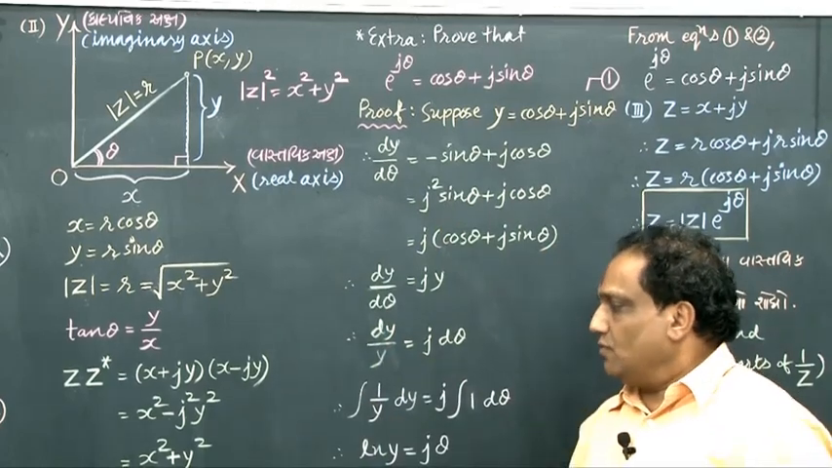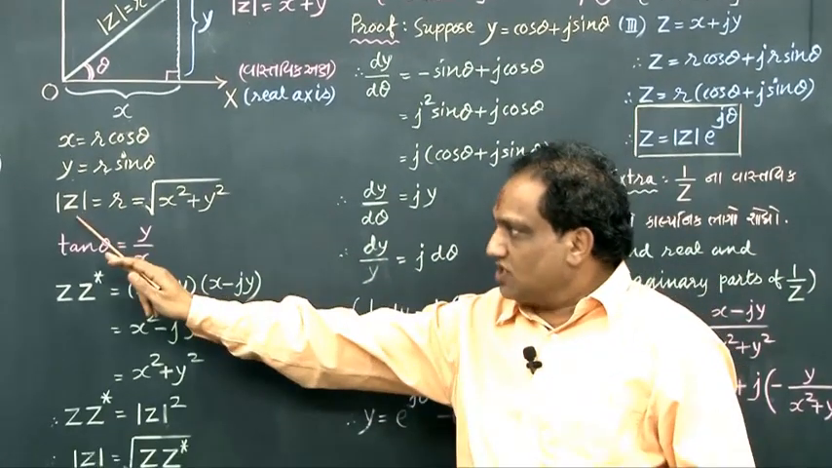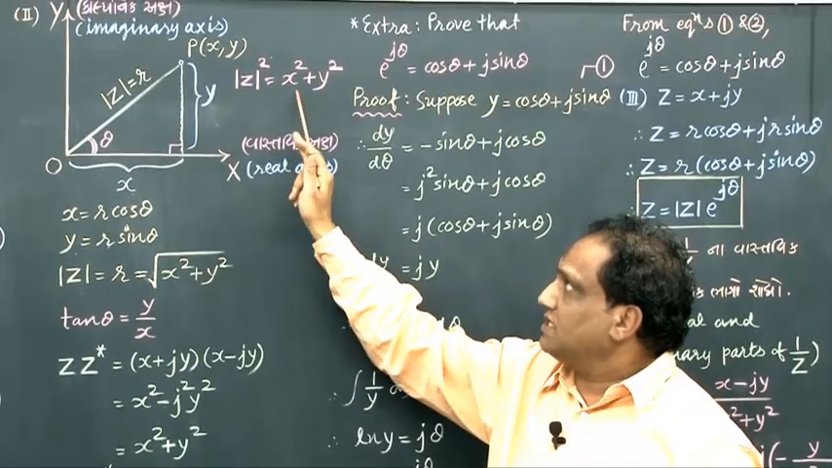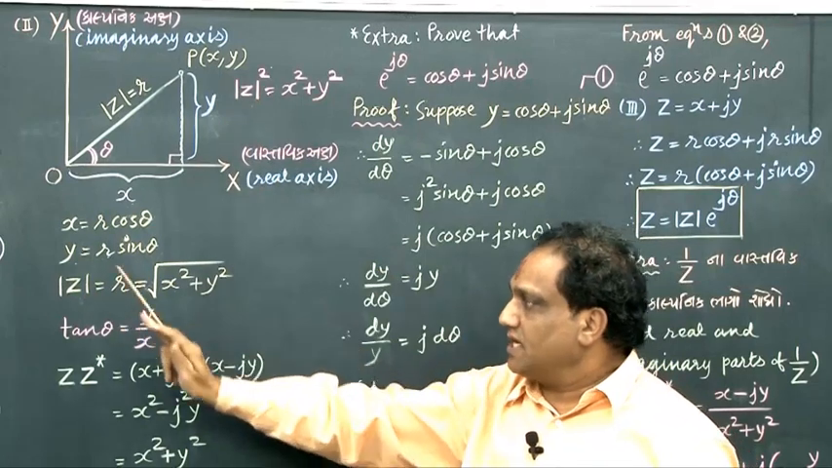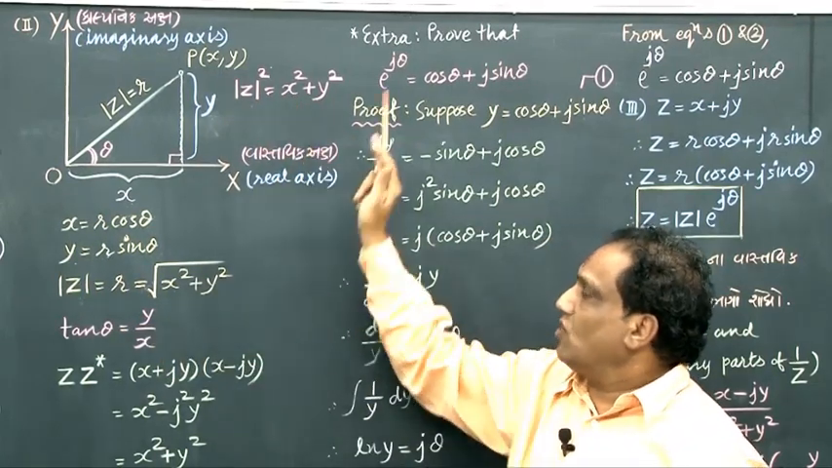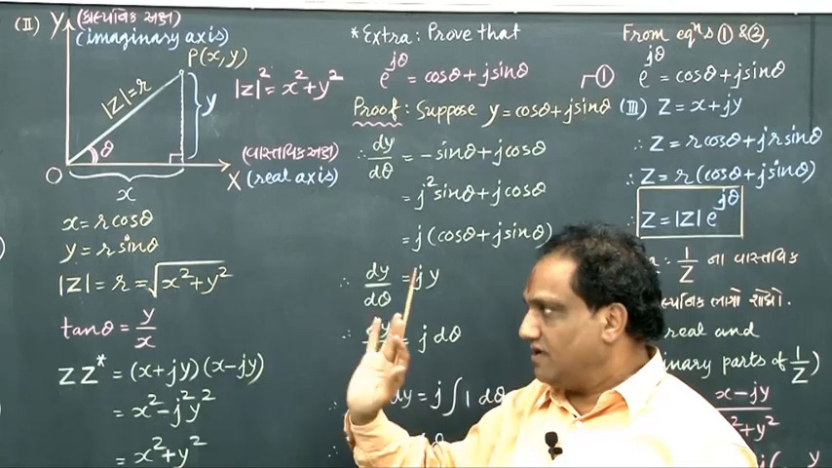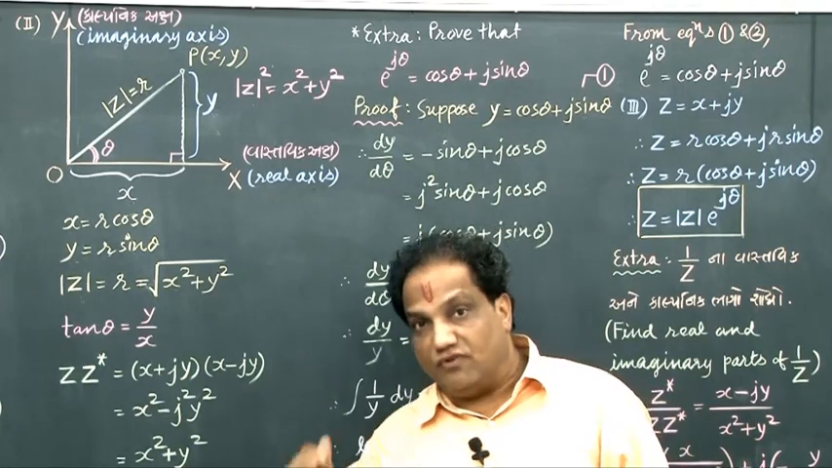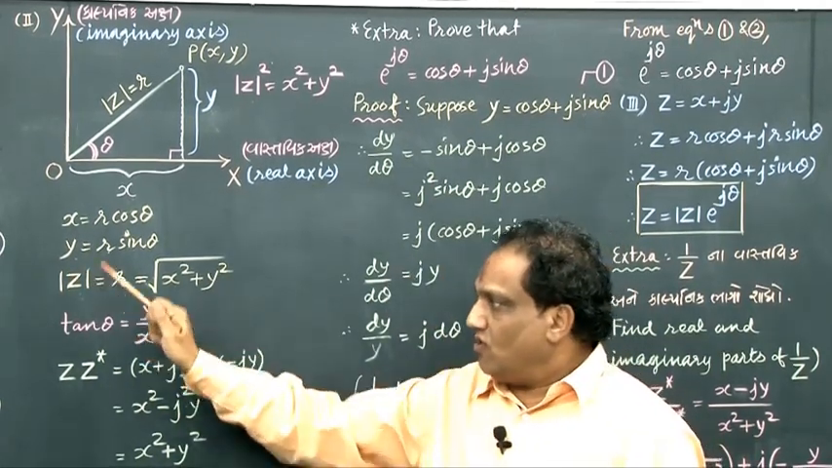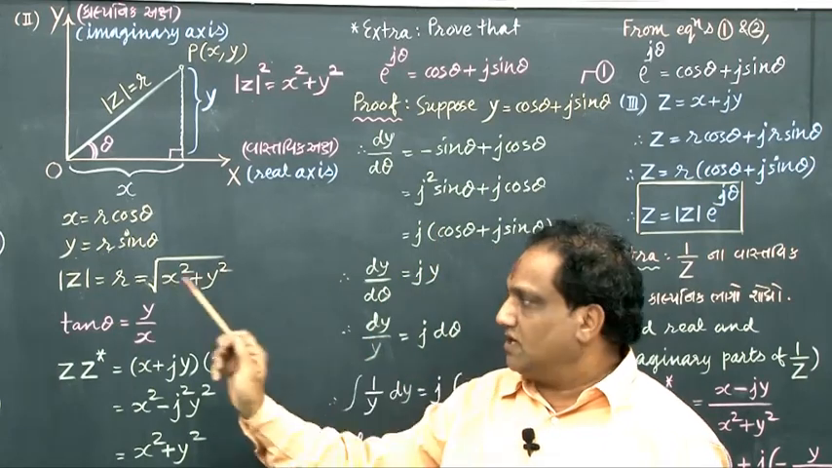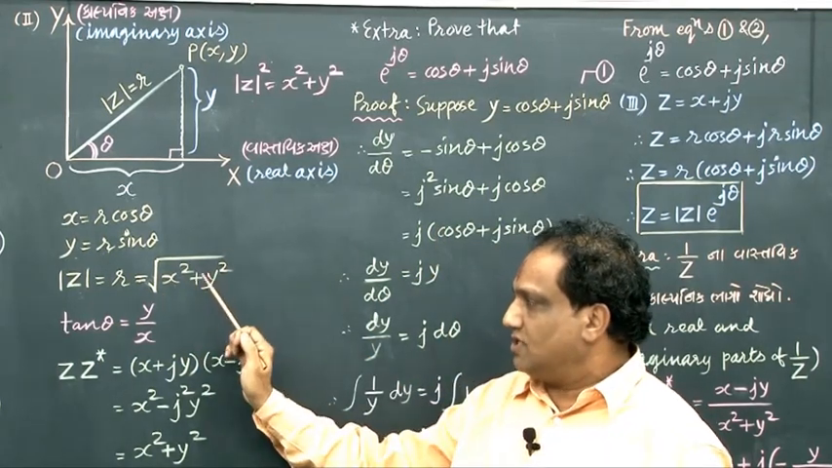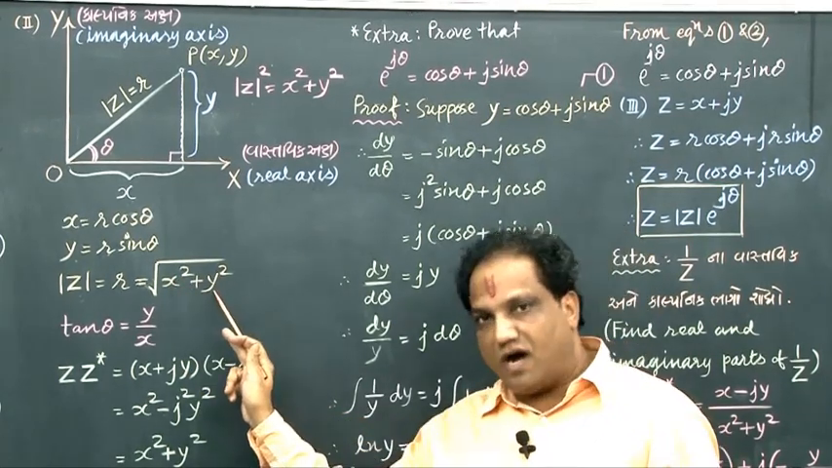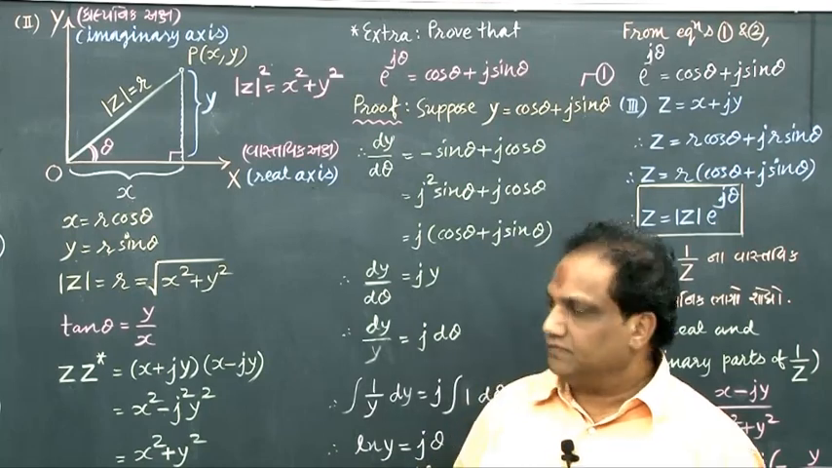Fine. Now, if you want mod z only, then you should take the square root. Take the square root on both sides. So when you take the square root here, it is mod z. And when you take the square root here, it is under root of x square plus y square. Fine. Now tell me from here, how would you speak out this result in words? Magnitude of any complex number is always equal to the square root of the summation of squares of its real and imaginary parts. I repeat.